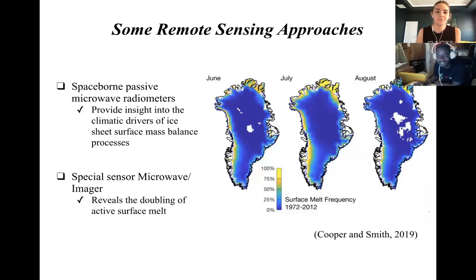So on the next slide, the use of space-borne passive microwave radiometers provides insight into the climatic drivers of the ice sheet surface mass balance processes, which include changes in the location and the extent of surface melting. And as you can see on the graph, the white color and the blue color show where it has not been melted so far. So you could see that it completely melted in July, and there was some melting on a few surfaces in June. And in August of 1972 to 2012, there were also a few portions of the ice sheet that had not been melted.